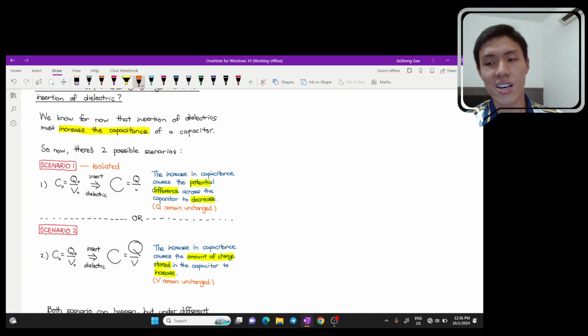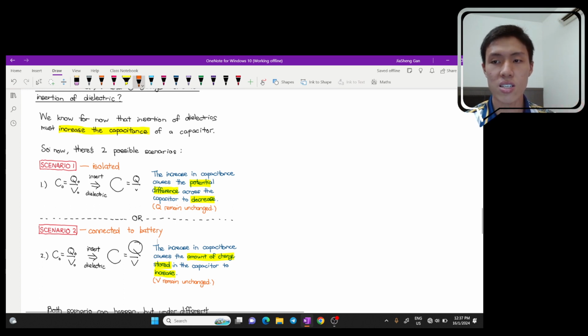Scenario 2 can only happen if you connect the capacitor to a power supply, to a battery. If you connect it to the battery, then the potential difference across the capacitor when it's fully charged will still remain the same. So V remains the same. If C increases, what must change is the charge stored in the capacitor. So the charge stored in the capacitor Q must increase as well.